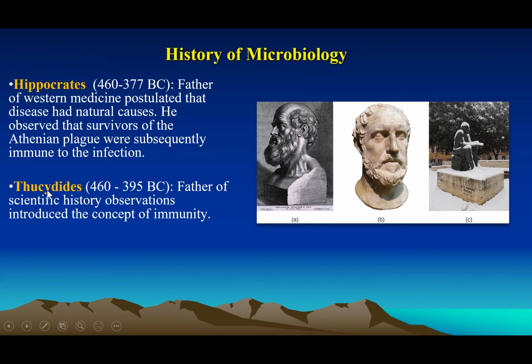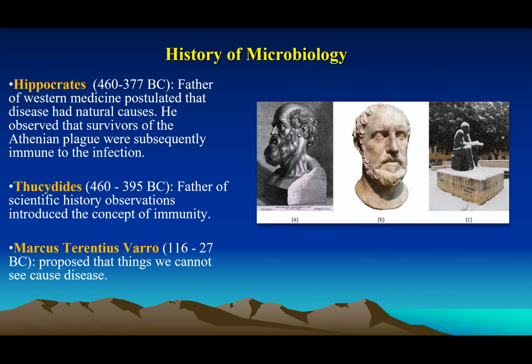Here's Thucydides, father of scientific history observations. He made observations about the concept of immunity. There's another important person called Yarrow, and then he proposed that diseases were caused by some elements that we cannot see. So it's not like they were clueless. History shows that they had some idea of the contagion.